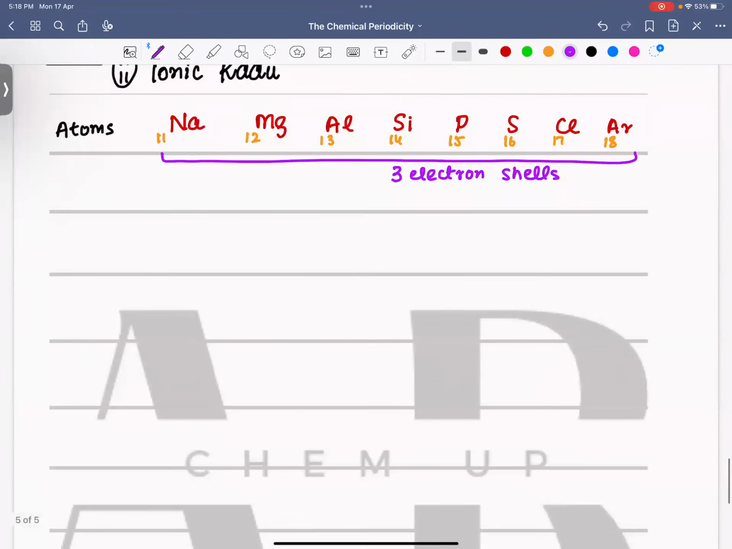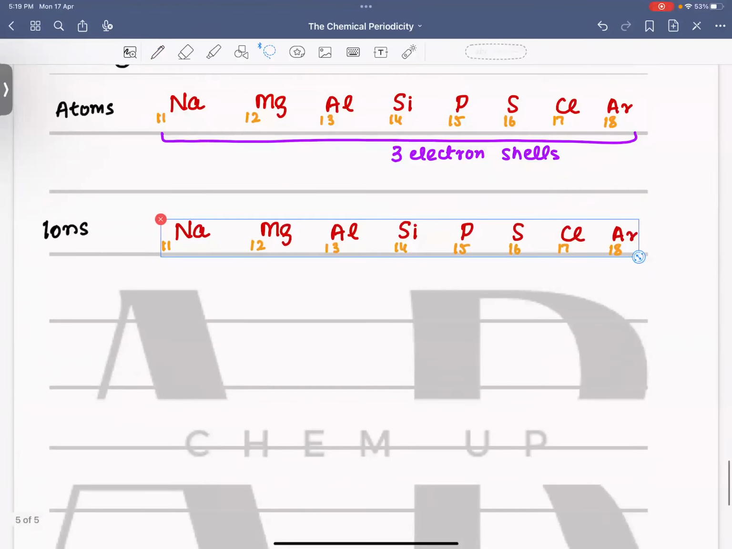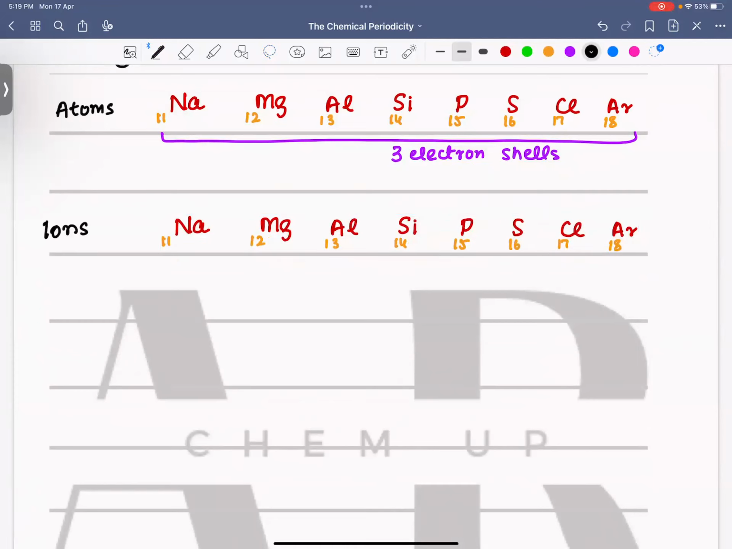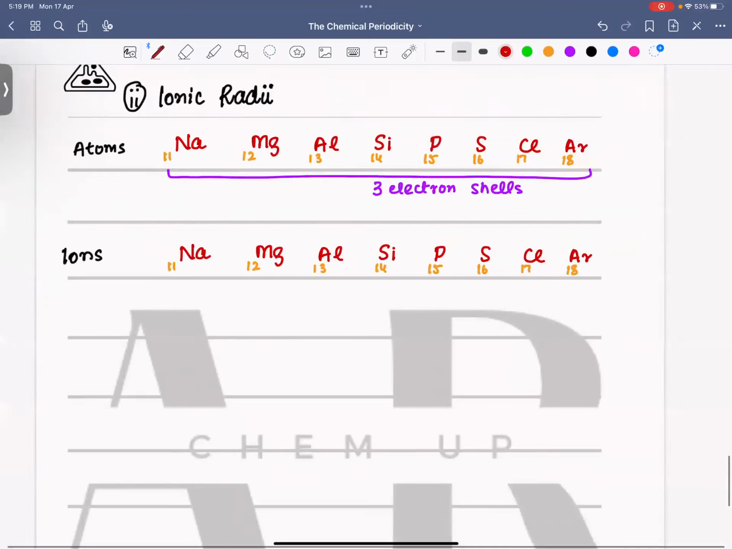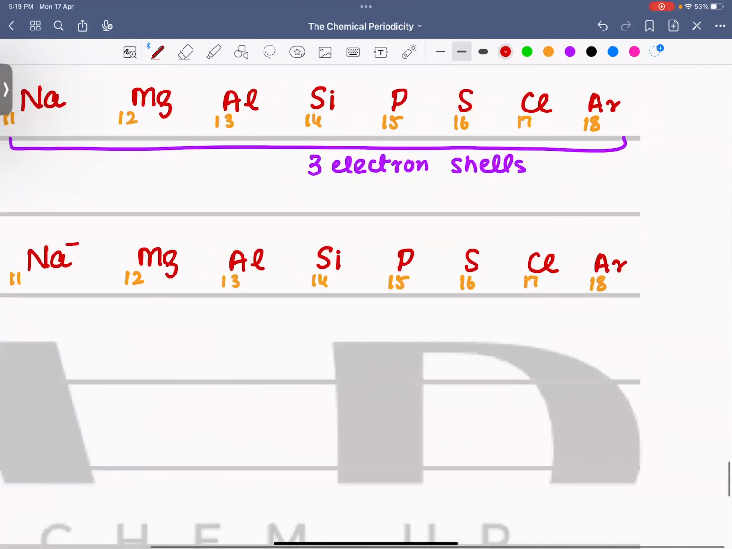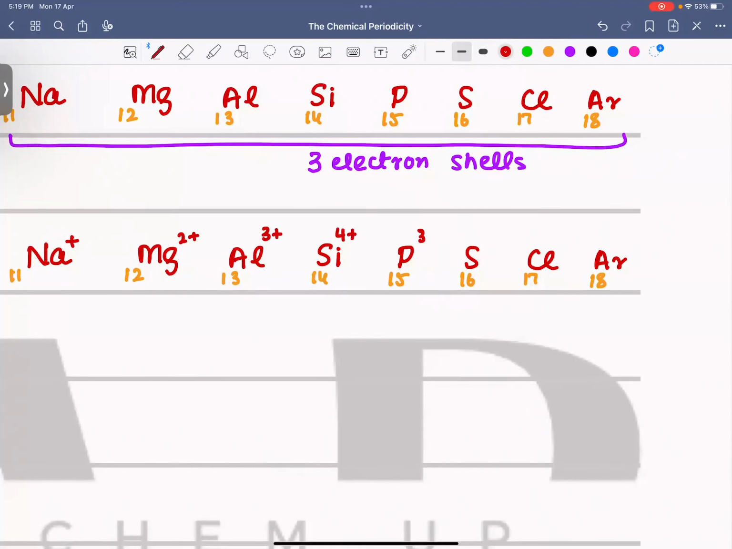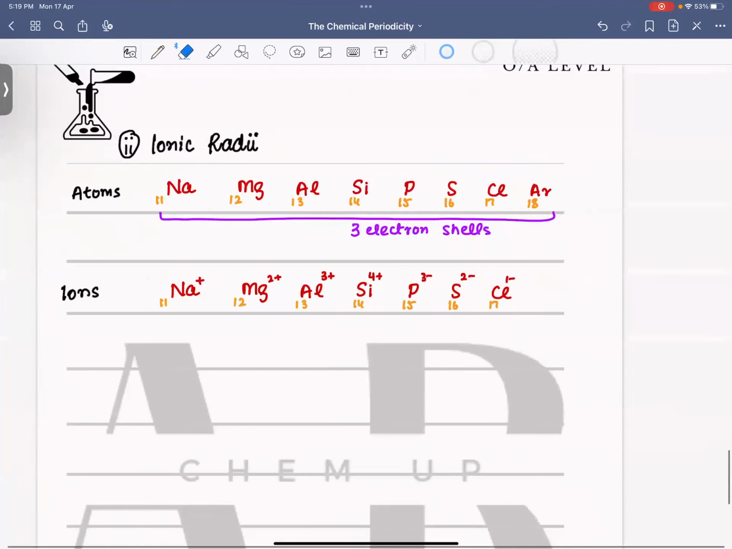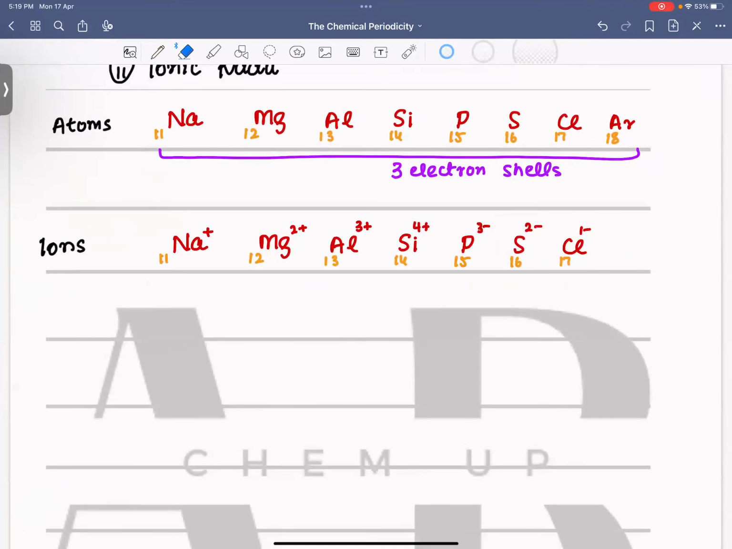Yes. Okay. Now, if I make ions, then see, when they become ions, sodium becomes a 1+ ion, magnesium becomes a 2+ ion, aluminium becomes a 3+ ion, silicon becomes a 4+ ion, phosphorus becomes a 3- ion, sulfur becomes a 2- ion, chloride becomes a 1- ion, and there is no ion of this one, right? Is this clear?